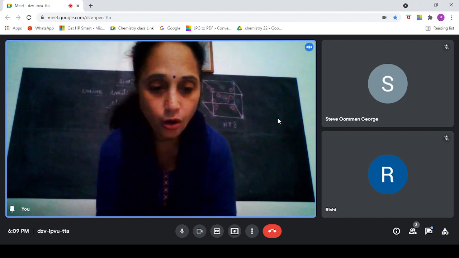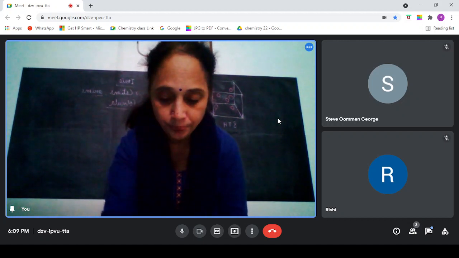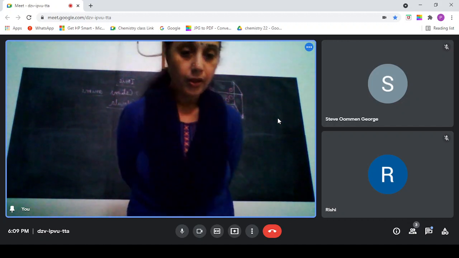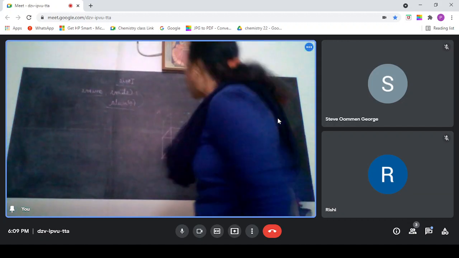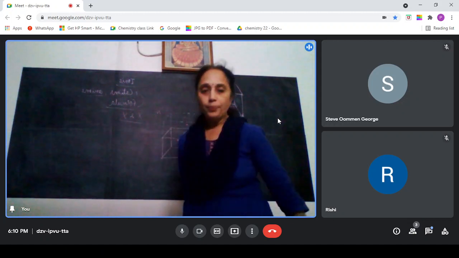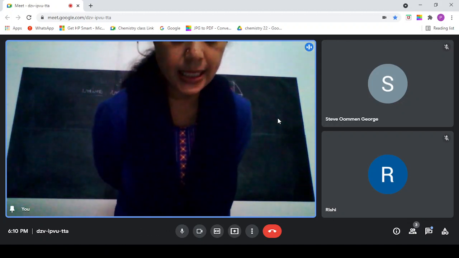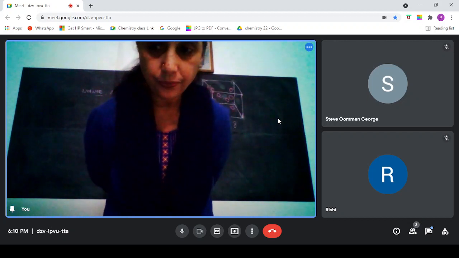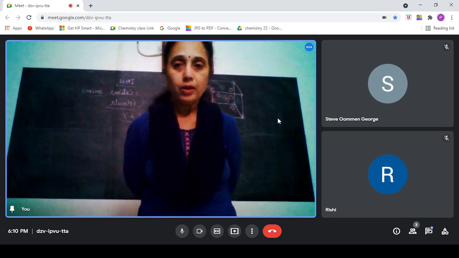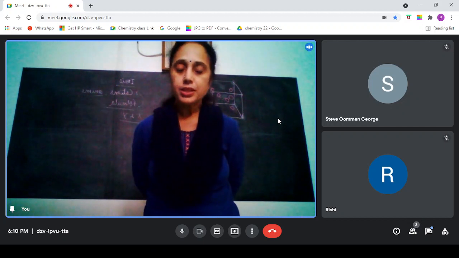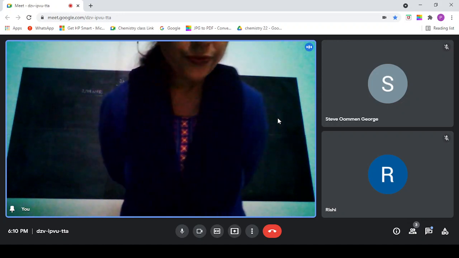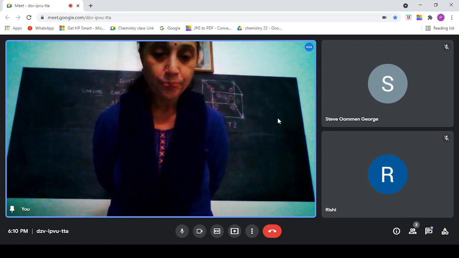Write down. A compound is formed by two elements X and Y. Write it down, write it in a rough sheet. I will send you the notes. You can copy it neatly later. A compound is formed by two elements X and Y.